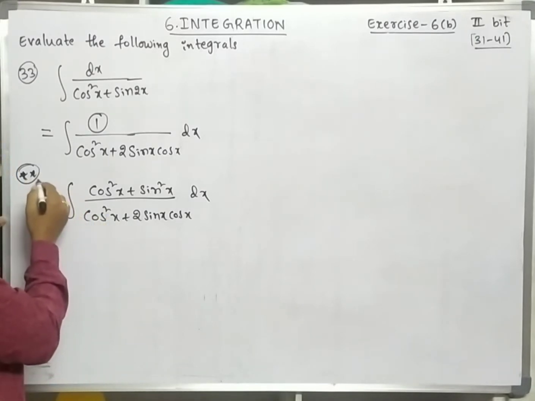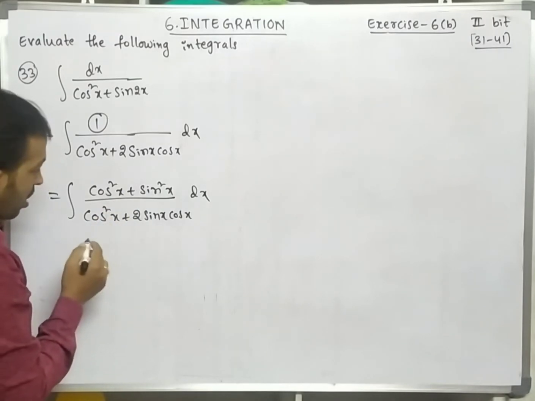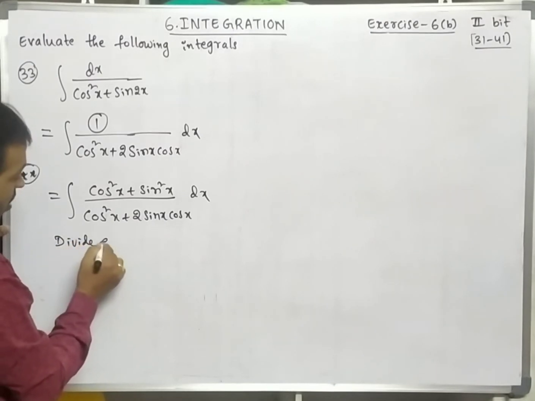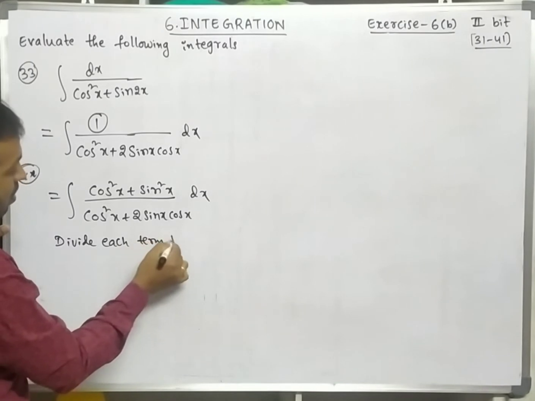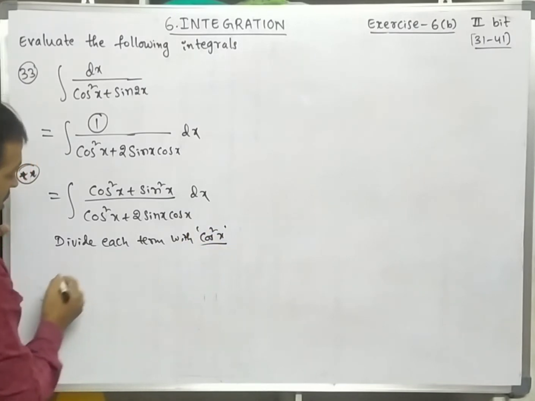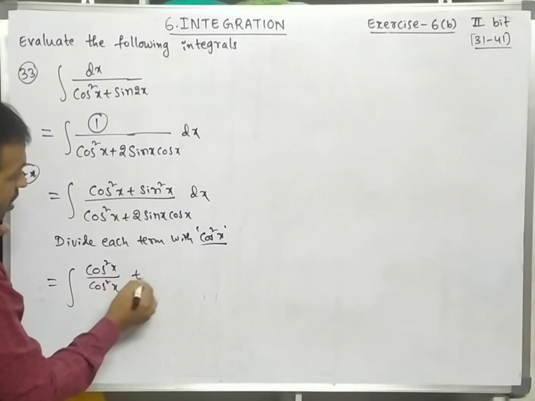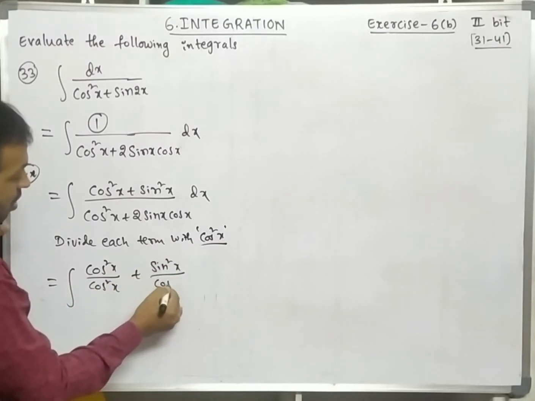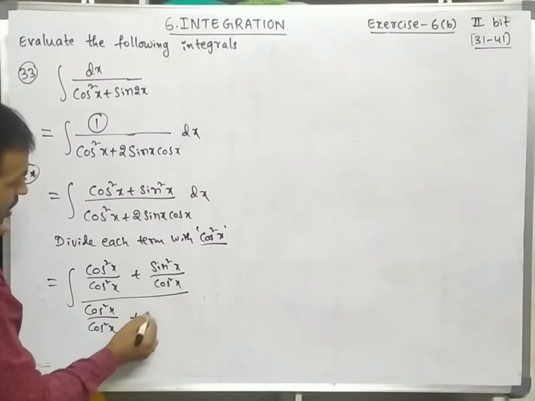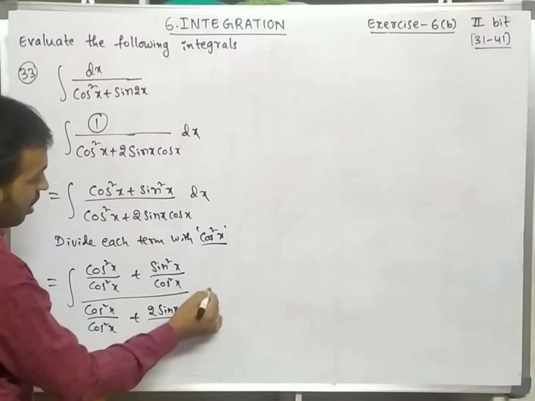Okay, so this is the important step. Write 1 as the identity, that is cos square x plus sin square x. Now divide each term, that means numerator and denominator, with cos square x. Then what happens? Cos square x by cos square x plus sin square x by cos square x, by cos square x by cos square x plus 2 sin x cos x by cos square x, into dx.